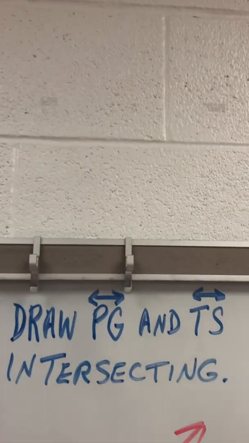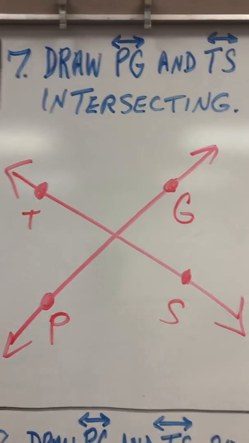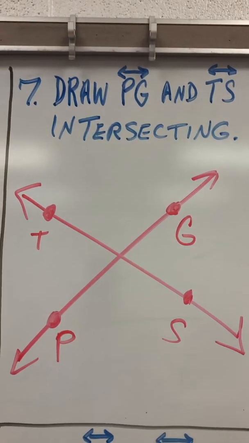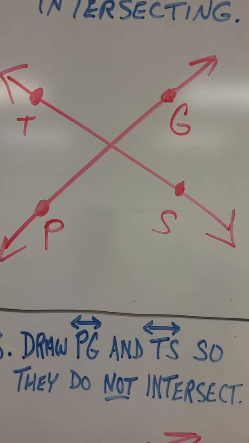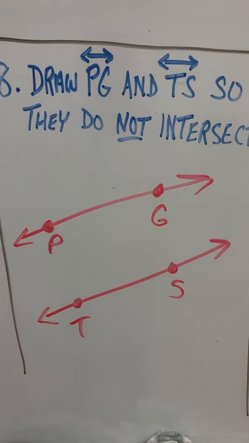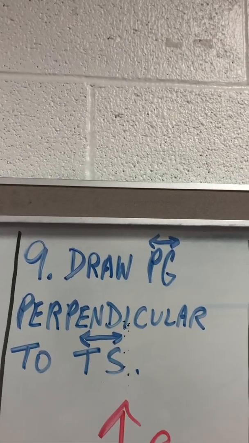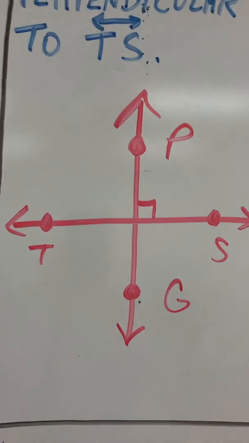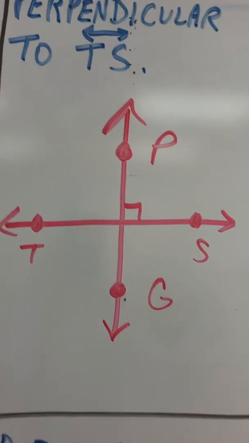Draw line PG and TS intersecting. PG and TS, they intersect. Draw PG and TS so they don't intersect. And they're parallel. Draw PG perpendicular to TS. Makes a 90-degree angle. That's a right angle, that little box.